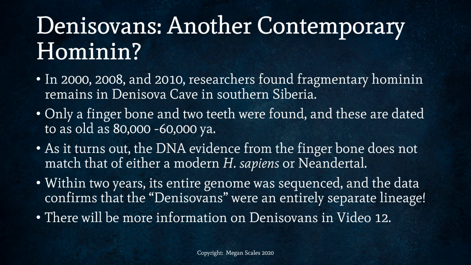In 2000, 2008, and 2010, researchers found fragmentary hominin remains in Denisova Cave in southern Siberia. Only a finger bone and two teeth were found, and these are dated to as old as around 80 to 60,000 years ago. And as it turns out, the DNA evidence from the finger bone does not match that of either a modern Homo sapiens or Neanderthal. Within 2 years, its entire genome was sequenced, and the data confirms that the Denisovans were an entirely separate lineage. There'll be a little bit more information on Denisovans and their DNA in this week's video.